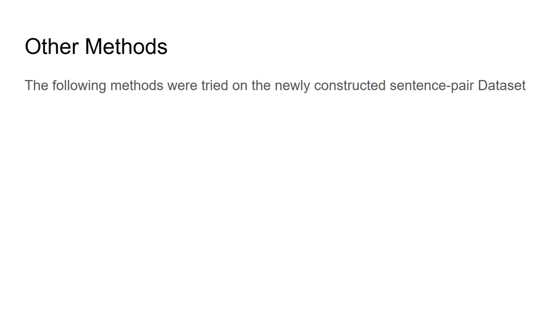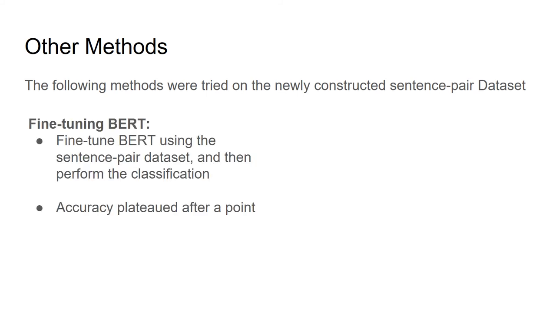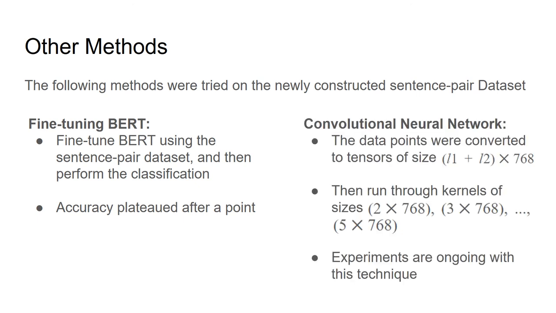So with this custom dataset now, we tried two different methods. The first, we tried fine-tuning BERT using the sentence pair dataset, but what we noticed is that the accuracy and the F1 score just plateaued after a point. We didn't experiment much in this direction, but it would be interesting to find out what the issue was and whether or not that is a viable solution.